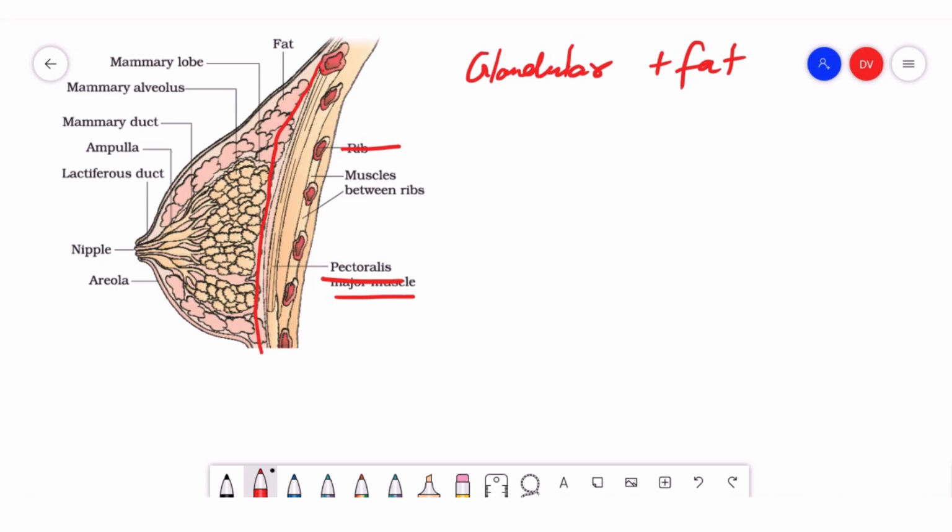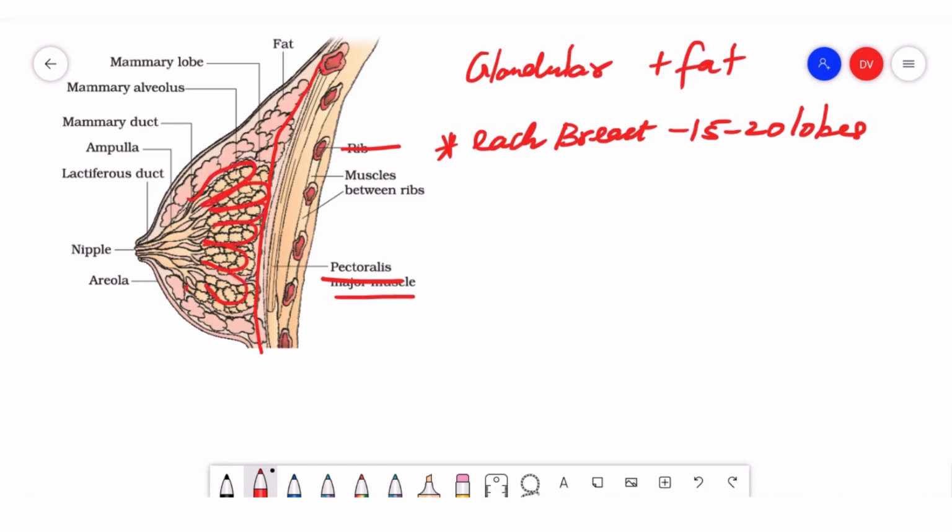If you look at each breast, it will have around 15 to 20 lobes. What are lobes now, guys? Can you see something here like that of cauliflower? Like this, there are 20 lobes in every breast, and if you see the lobe, it has tiny cauliflower-like structures. Can you see this? That you call the lobules.